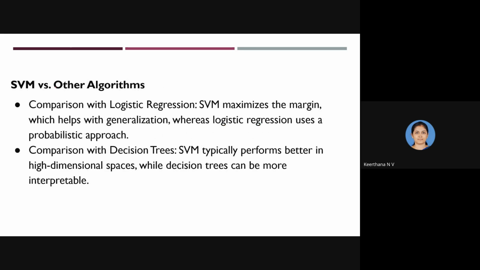So while comparing SVMs with other algorithms, it maximizes the margin and helps with higher generalization. While comparing with decision trees, it performs better in high dimensional spaces than decision trees, as decision trees consume more time than SVM, since they deal with a step-by-step procedure, but SVM deals with it in parallel.